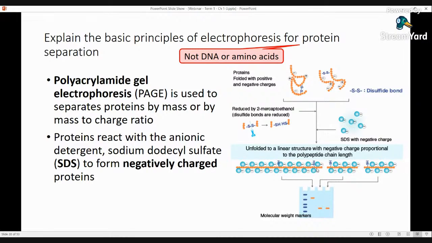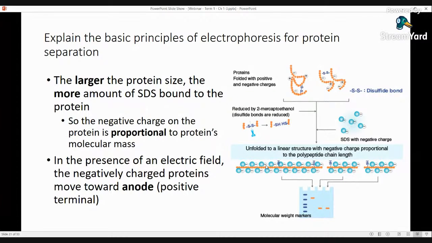This is a larger protein size and this one is smaller. That means the larger the protein size, the more the negative charge of the protein. The larger the protein size, the more SDS binds to the protein. Therefore, the negative charge on the larger protein is more compared to the small protein. Then after that, we load the protein sample in the polyacrylamide gel.